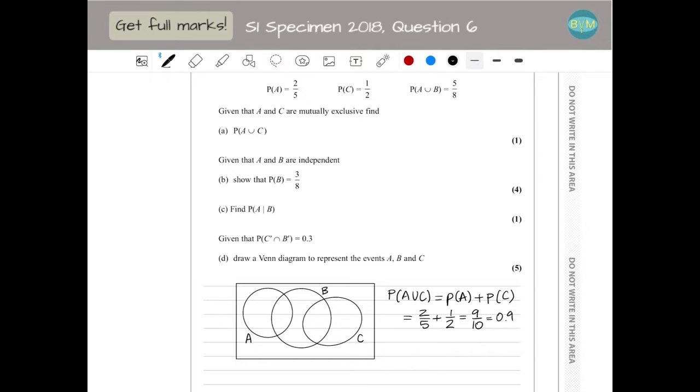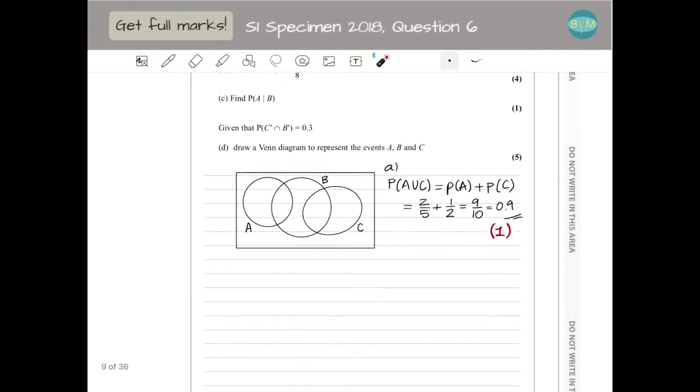It's up to you if you just write it this way. This is 1 mark, so you have your first mark here, right? This is A. Then B is 4 marks. They tell you that A and B are independent, and you have to find probability of B.